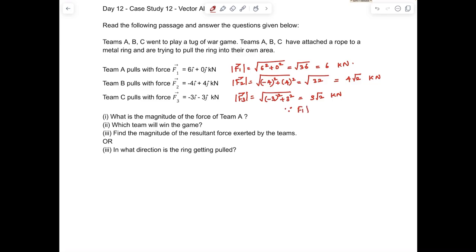Since F1 is greater than F2 and F3, Team A wins the game.